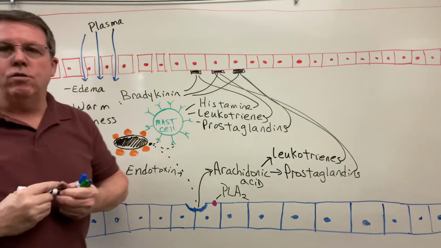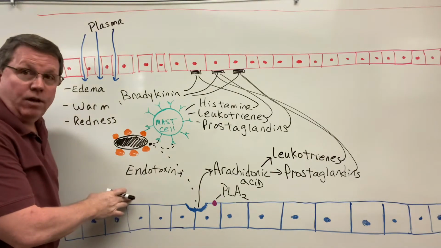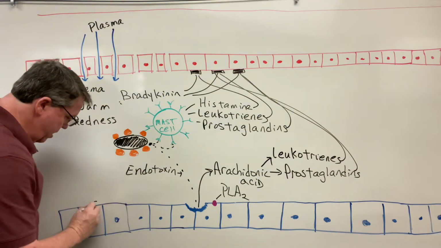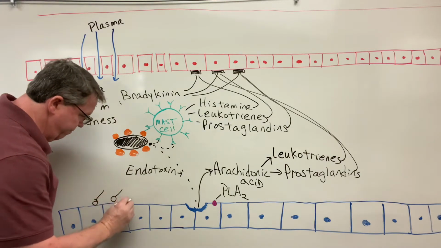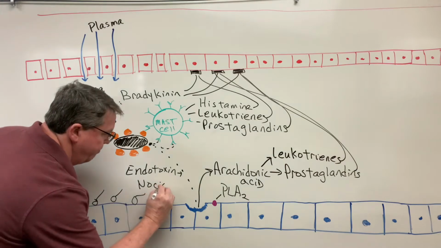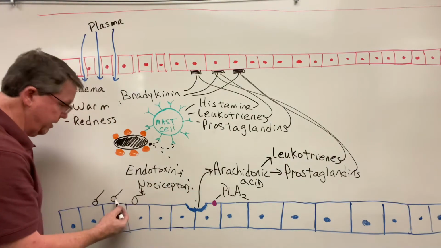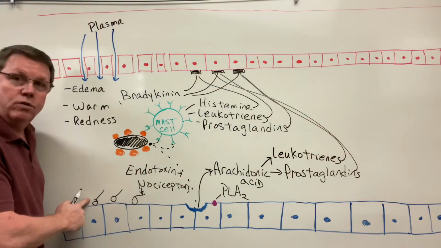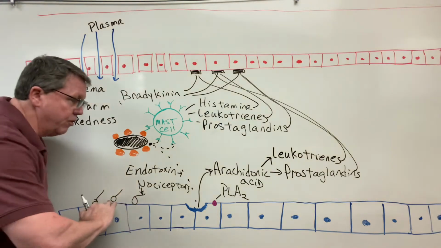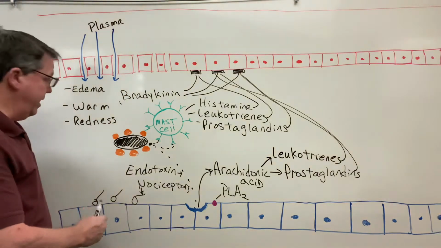The other thing that's going to happen here is way down here on these cells, you have receptors. And these receptors are called nociceptors. Okay, so these are my nociceptors that are right here. That's a nociceptor right there. That's a nociceptor right there. So these are nociceptors. And again, imagine these are going to go throughout the whole thing. I'm kind of just cramming it into right here.